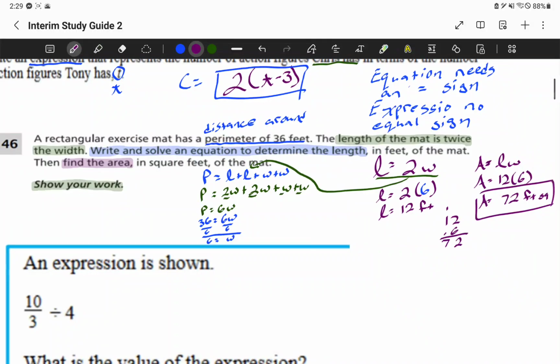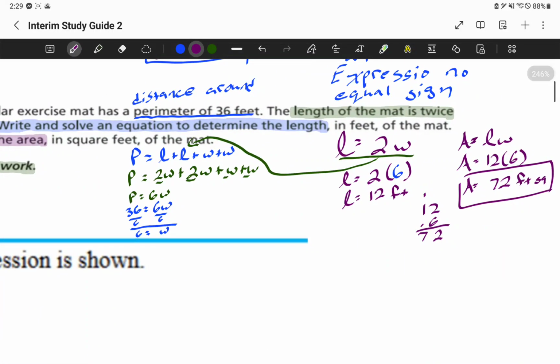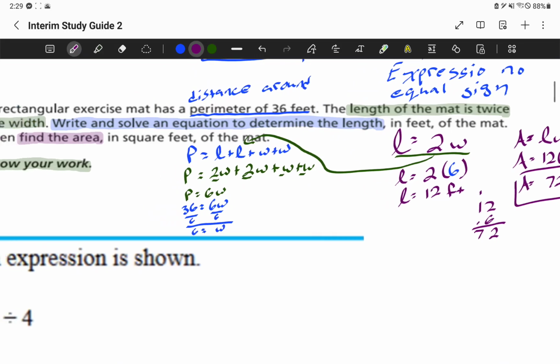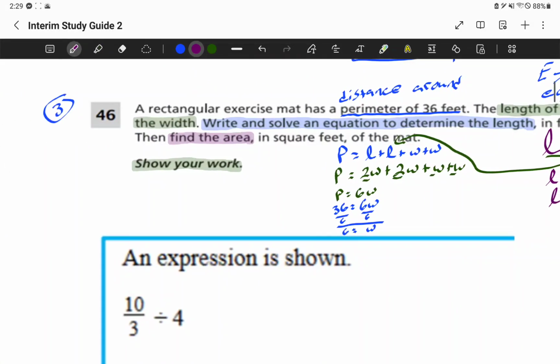And so that is a full credit answer for this question. I do not want to see answers of random numbers.